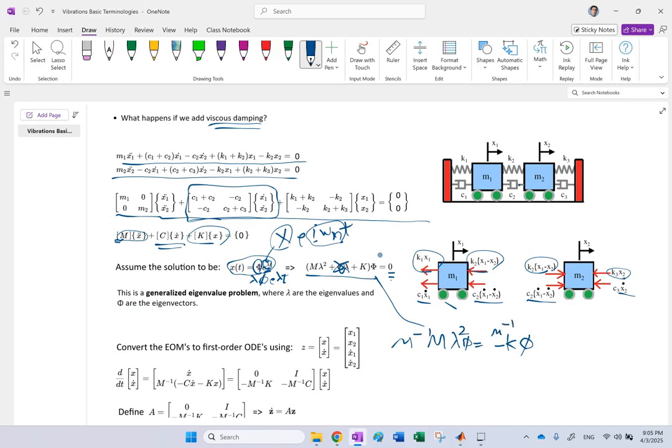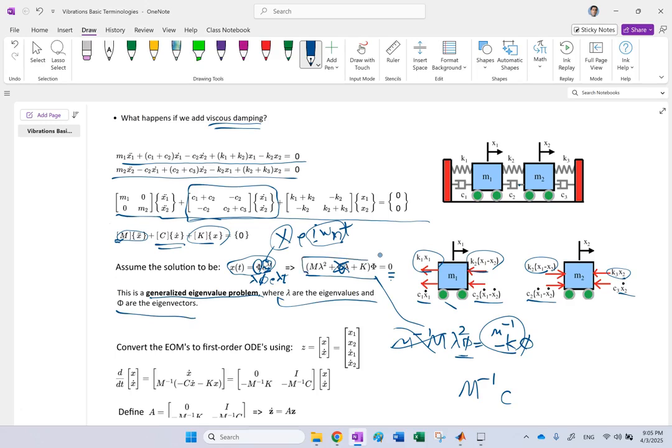And now I multiply both sides by m inverse. And guess what? I get a similar thing. Again, I will get this matrix. And here I will get the eigenvalue problems that I had. But this time, because of this C lambda, it's not as simple as that. I cannot just simply multiply both sides by m inverse. I will get an extra term, m inverse C, and that is called a generalized eigenvalue problem. And lambdas are the eigenvalues and phi's are the eigenvectors of it.